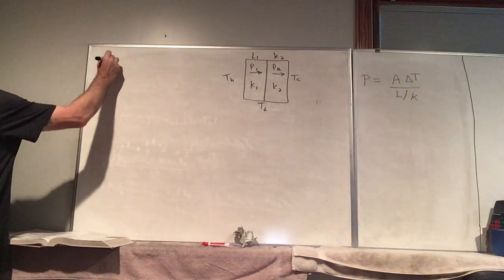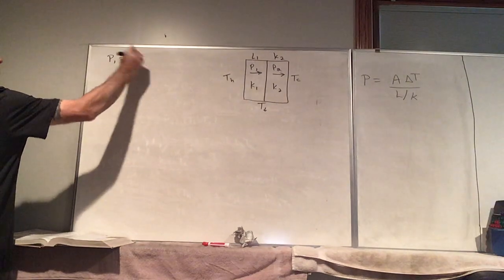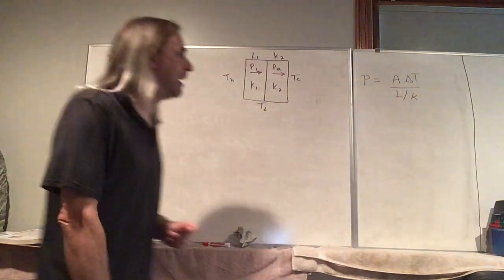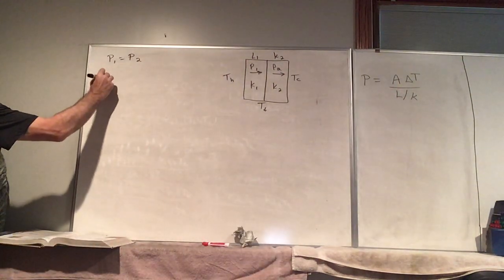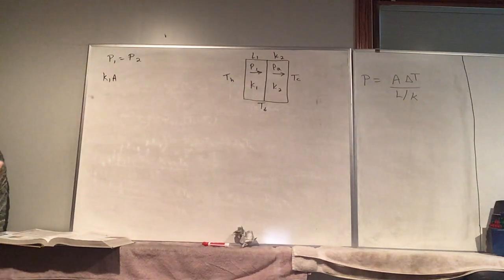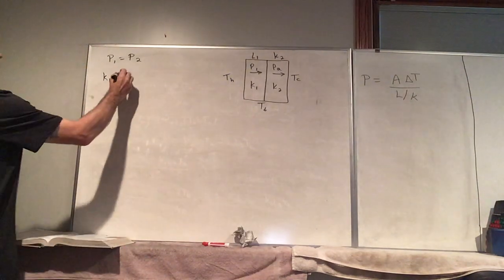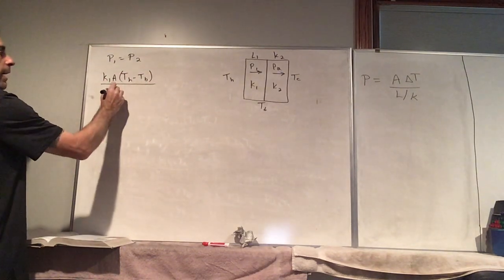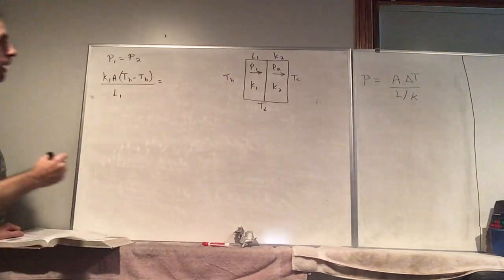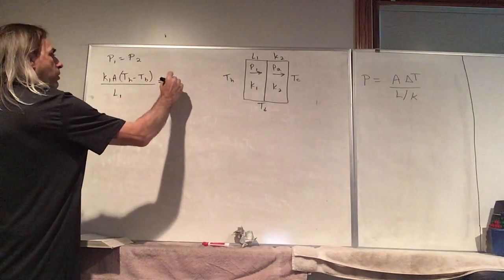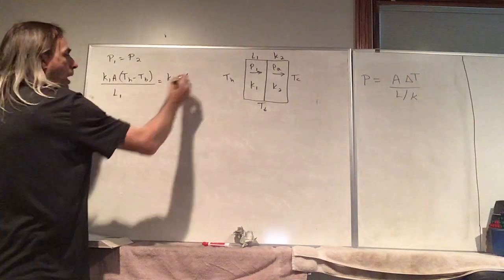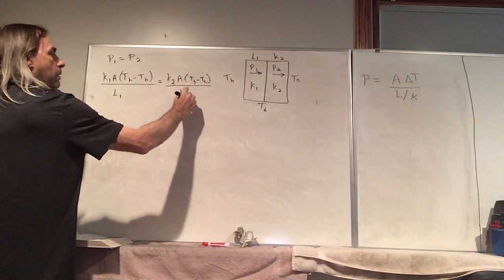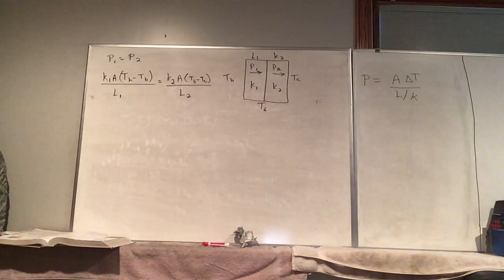So to start with, P1 equals P2. For now, I'm going to put this K back on top. So we have K1A times delta T for material 1. That'd be TH minus TB. And that would be divided by L1. And then for P2, we have K2A. Delta T in this case is TB minus TC. And then we divide by L2.